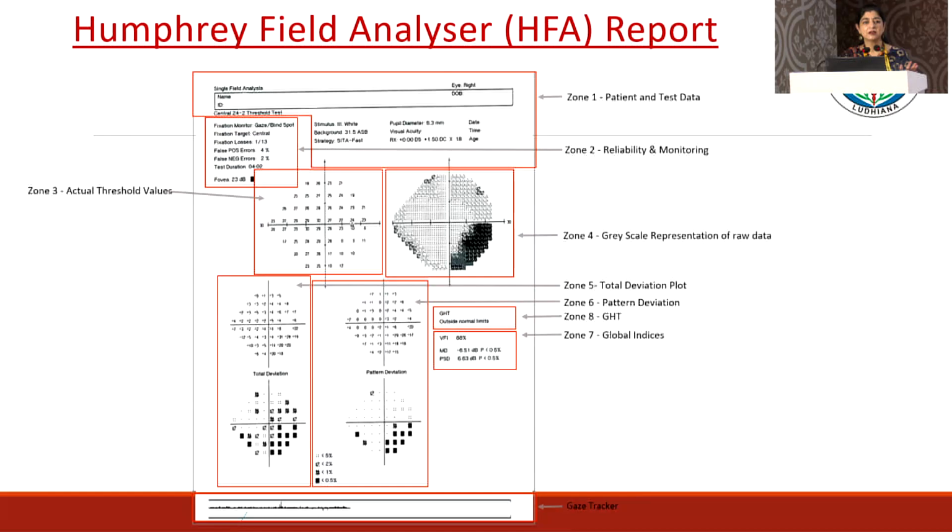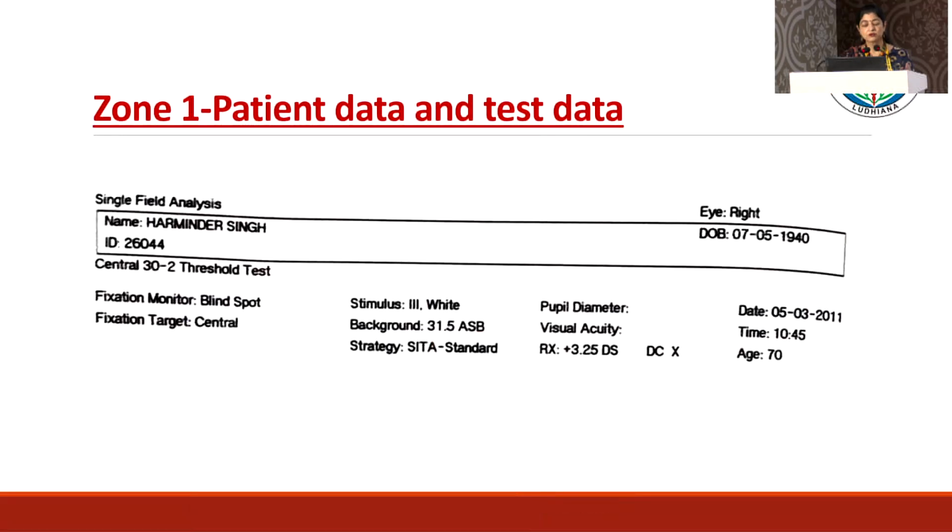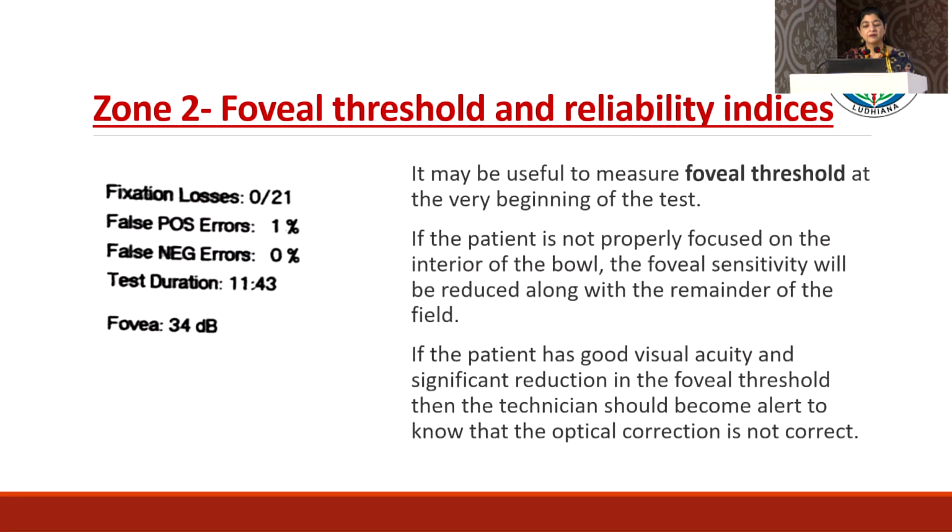So this is the Humphrey field analyzer report, which has eight zones. Zone 1 is very important. It has the patient data to correlate. You should know that the patient is the same, the age is there, the eye is the same, and the program is the same. Then we have zone 2, which has the reliability indices. On the left-hand side you have the fixation losses. If fixation losses are more than 20% or false negatives and positives are more than 33%, they are usually flagged and the test becomes slightly unreliable.